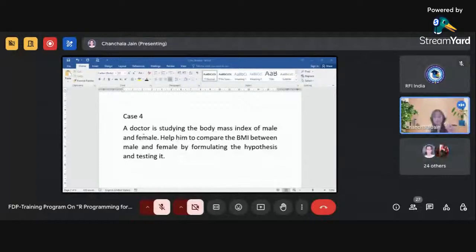So ma'am, do you want to say something? Okay, thank you, madam. Yes, correct. Right, and the BMI is the continuous variable, right? So we are finding whether a significant difference exists in the BMI of male and female or not. So this is a case of independent sample status. Fine, sir. May I proceed? Yes, ma'am.